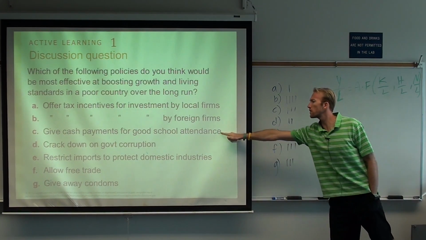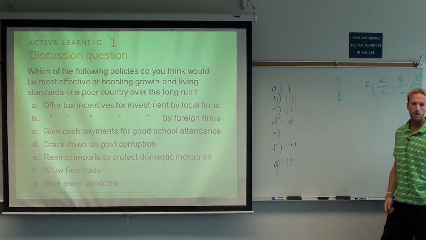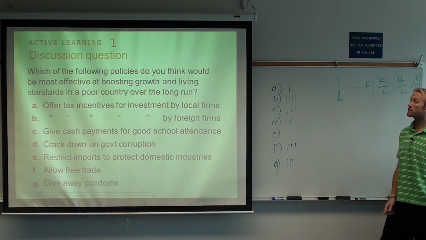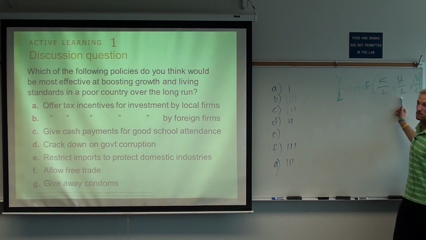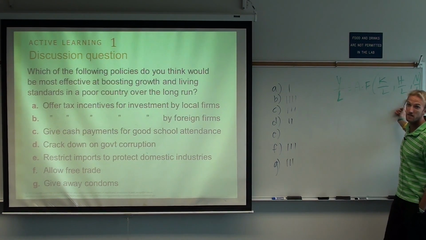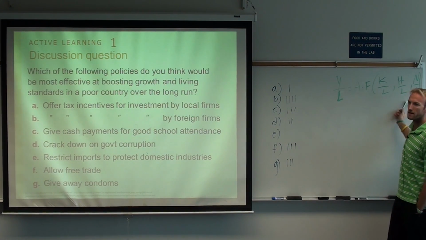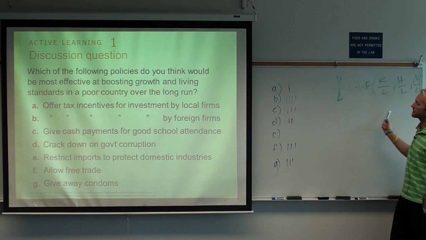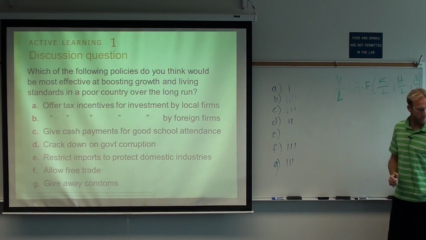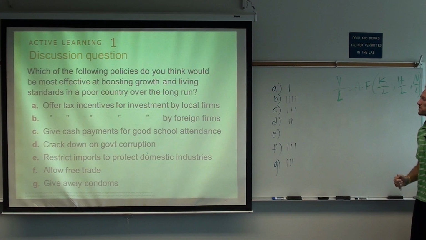What about this one? Who voted for this one? Go ahead. Right, incentive to increase human capital. If I give cash payments to the parents of kids who stay in school, then the parents are like, hey, you better go to school. And then the kids end up getting higher H over L, right? And so they can go ahead and produce more Y over L. Good. Crackdown on government corruption. Any ideas? Who voted for that? We have 2 people voted for that.